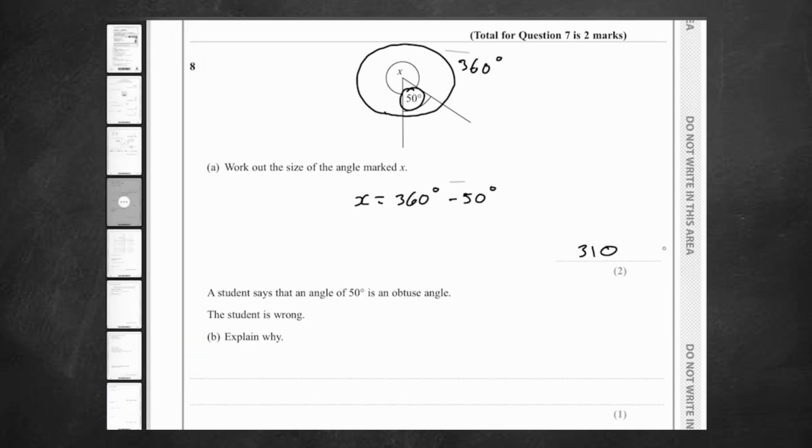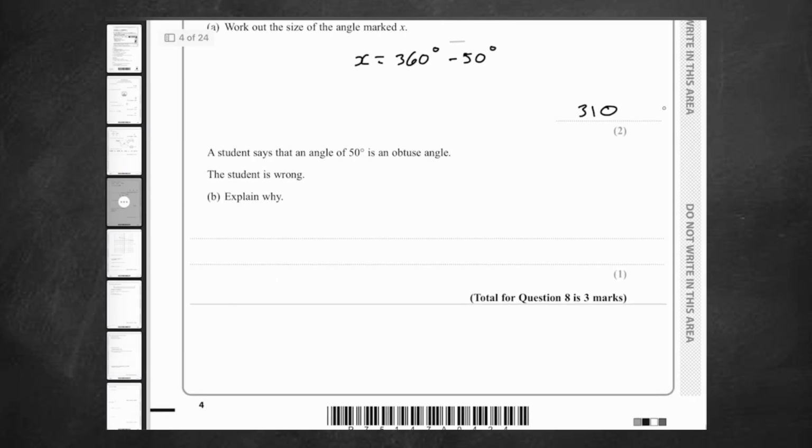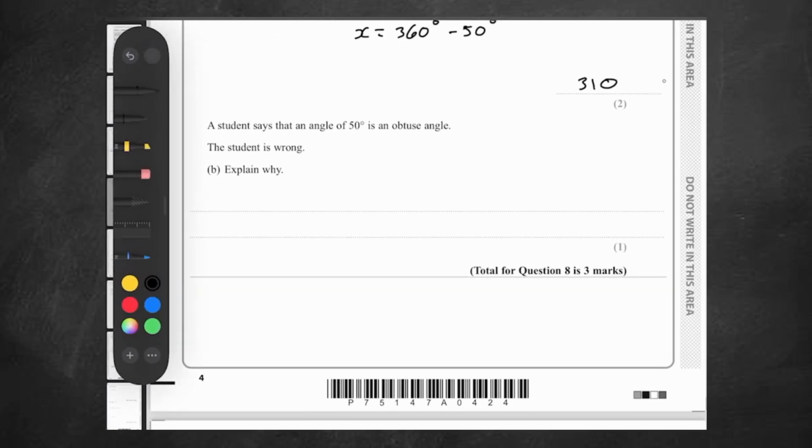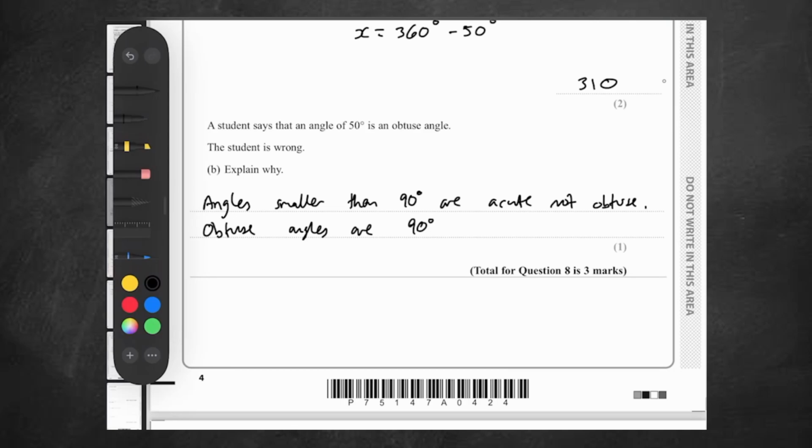A student says that the angle of 50 degrees is an obtuse angle. The student is wrong. Explain why. So, angles smaller than 90 degrees are acute, not obtuse. Obtuse angles are 90 degrees to 180 degrees.